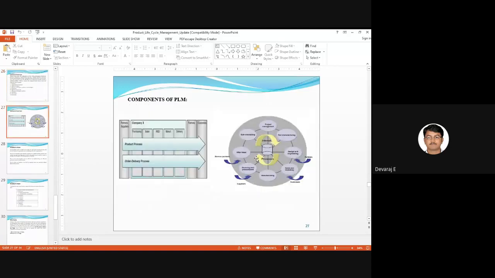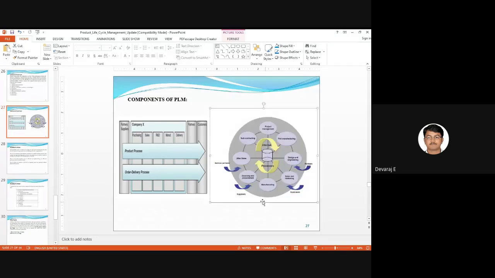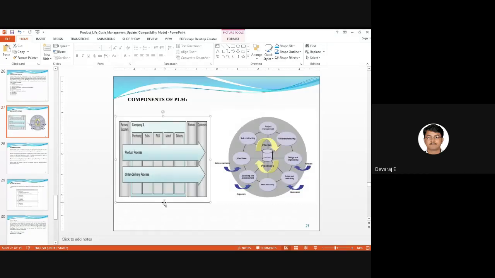Okay. Next is the components of PLM. In this you can see the two figures. Can anyone tell me what is the meaning of these two figures? Anyone? So the first one is saying product process. So it's like from manufacturing to the sales part, so order delivery process.